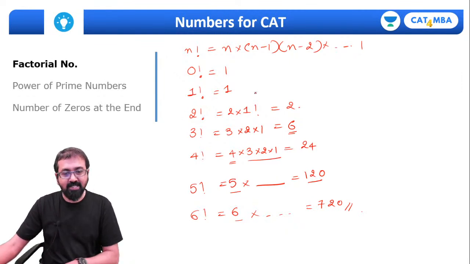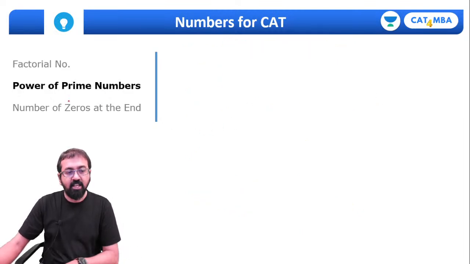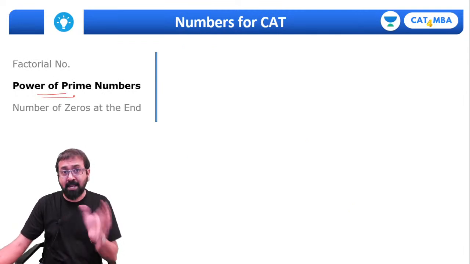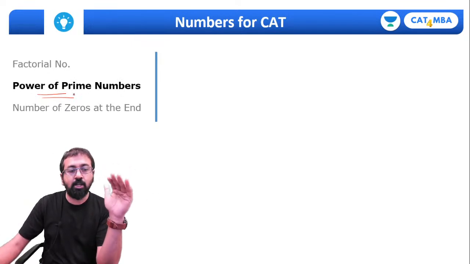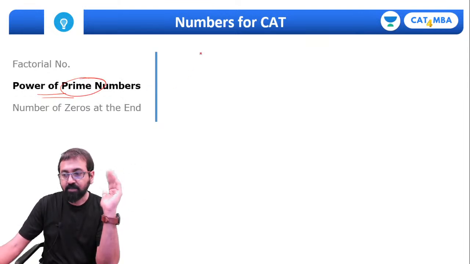Okay. So guys, this is about basics of factorial. So you should remember this thing. Now let's quickly understand how to find out the power of a prime number in the given factorial. Please remember the method that I'm going to teach you will be used only to find out the power of a prime number in the given factorial number, right?